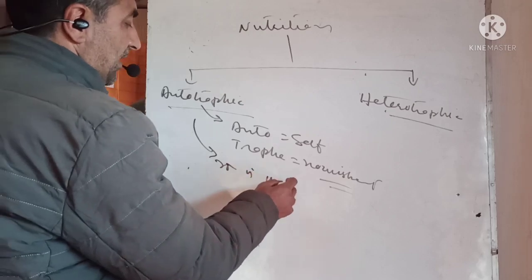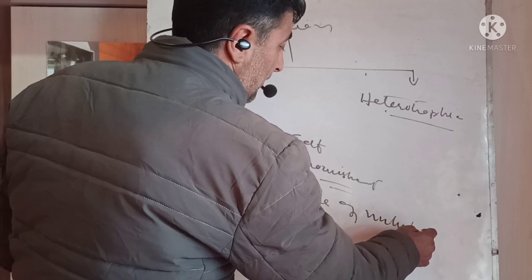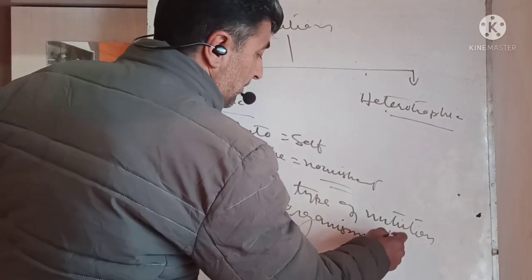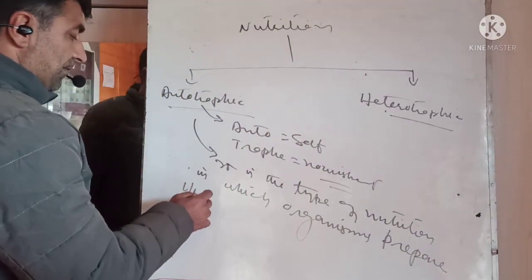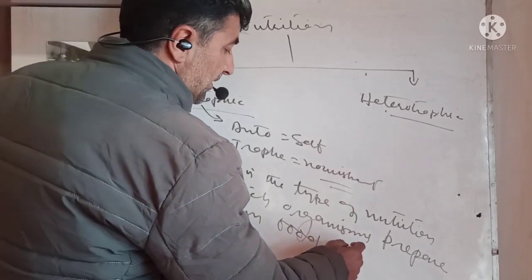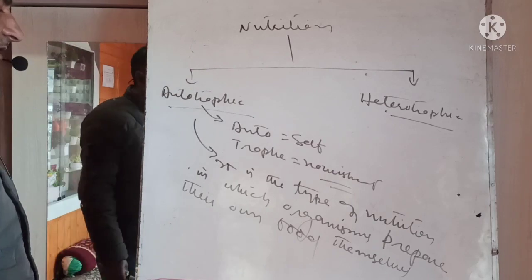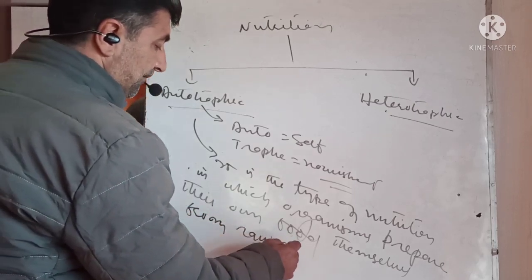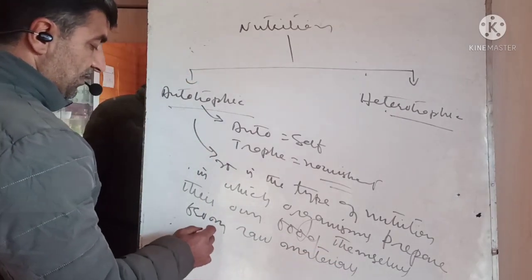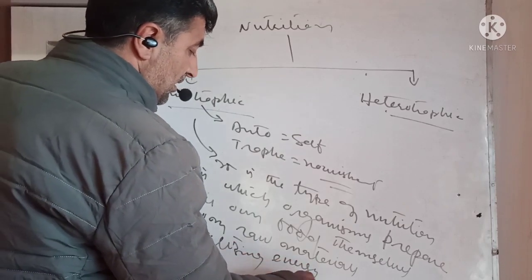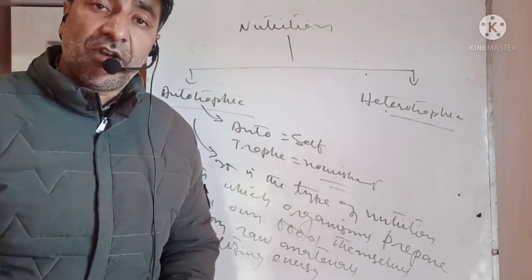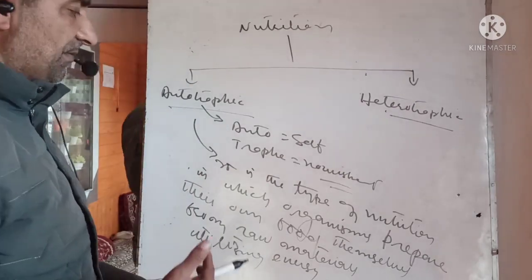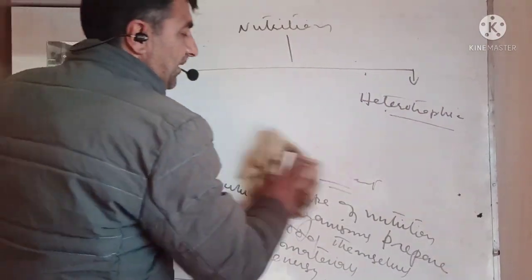It is the type of nutrition in which organisms prepare their own food themselves from raw materials utilizing energy. Shall I try to understand? It is the type of nutrition in which organisms manufacture their own food from the raw materials utilizing energy, and they need energy for the manufacture of food. So this type of nutrition is called autotrophic nutrition.